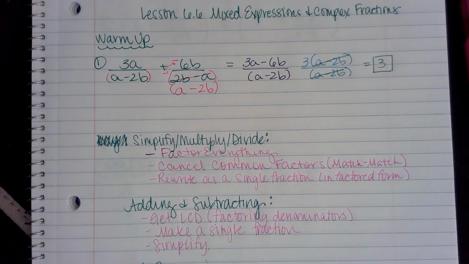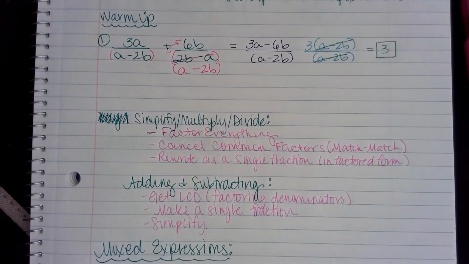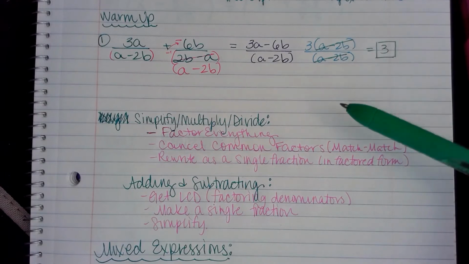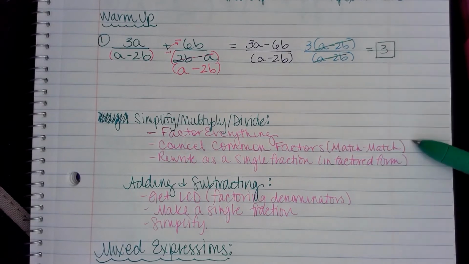All right. So real quick, let's just break down what we have done in this chapter and what it entailed before we get into our mixed expressions and complex fractions. So we started off with simplifying, multiplying, and dividing. And when we did those three things, essentially what our steps were: we factored everything. We canceled those common factors.